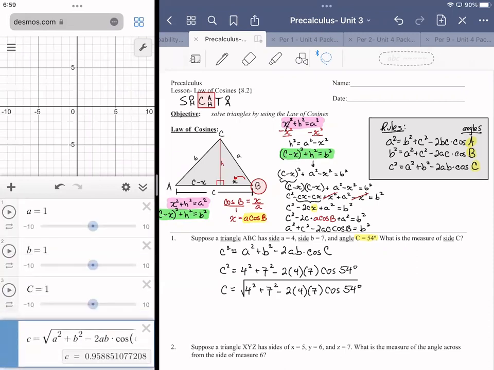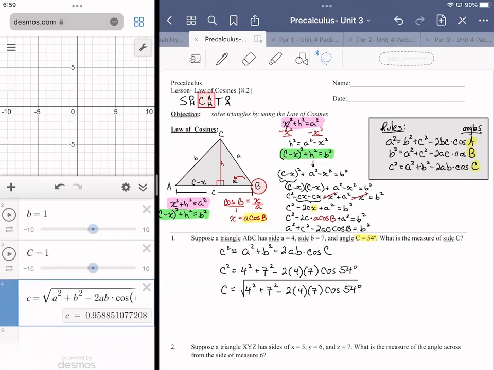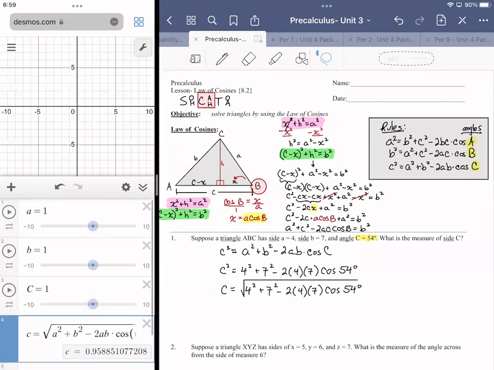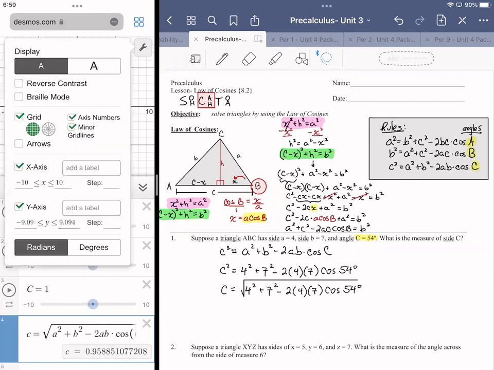The thing is, you got to be careful about a lot of things, but one thing in particular is this is only going to give you side c, dependent on angle C. You still need the other two variations. Also, this Desmos is in radian mode. These answers are calling for degree values, so I would want to convert this over to degrees.